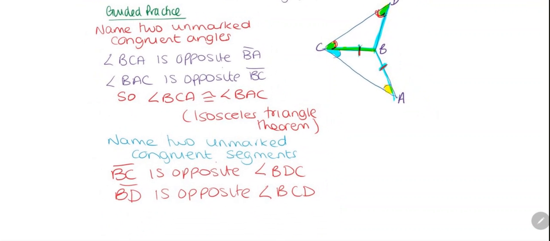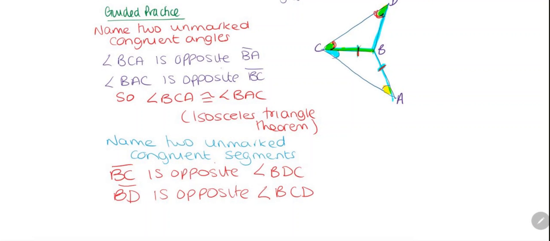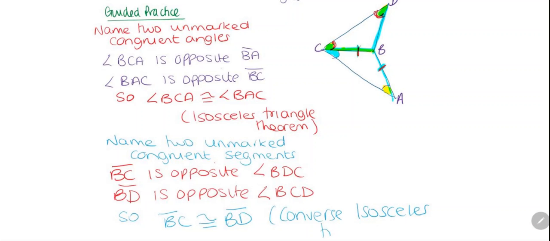So because we've found both of them, we can say that segment BC is congruent to segment BD, and this is the Converse Isosceles Triangle Theorem.